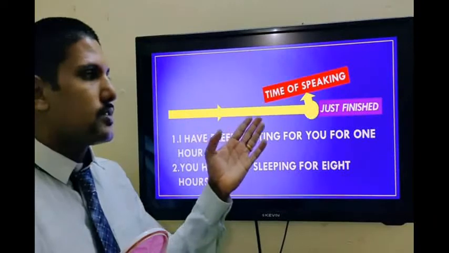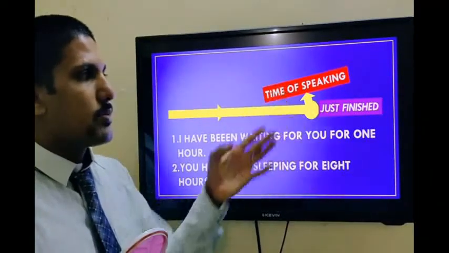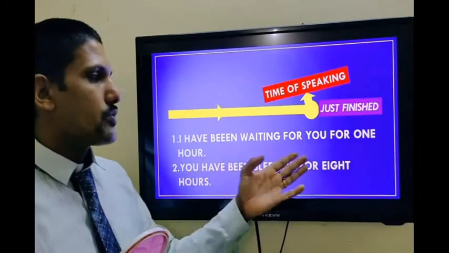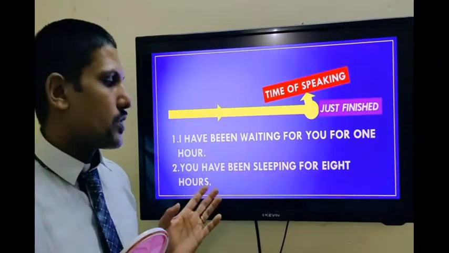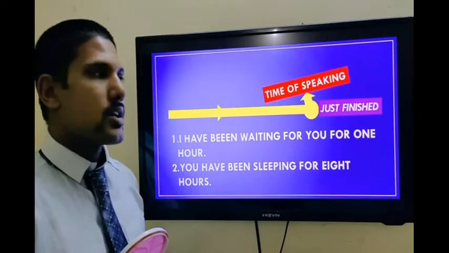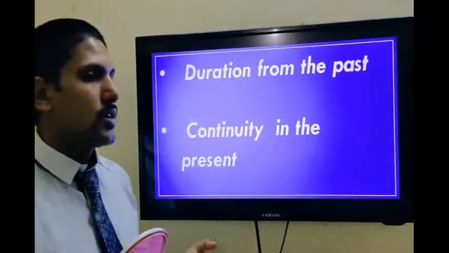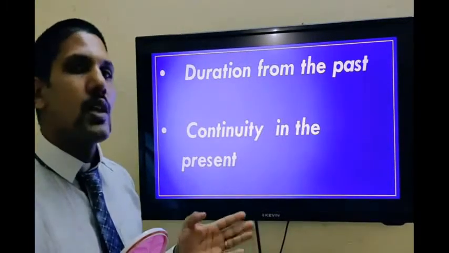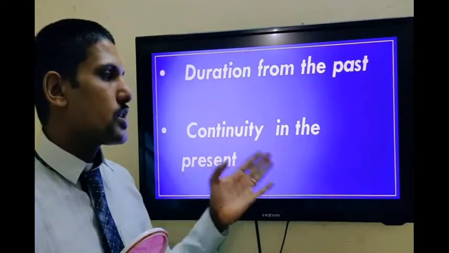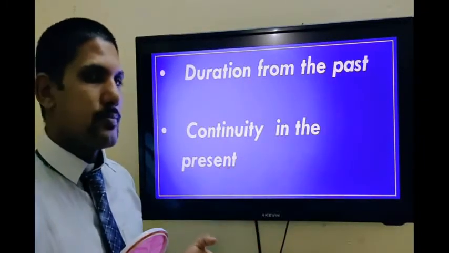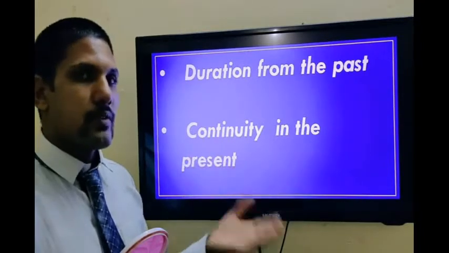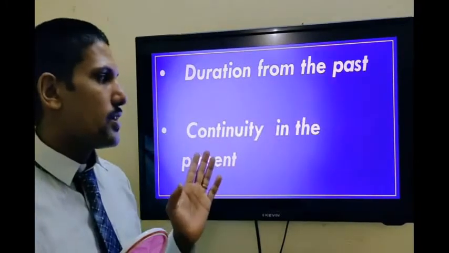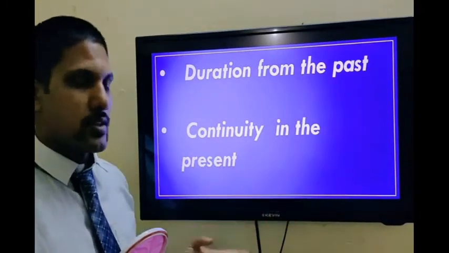This is for an action just finished at the time of speaking. Example: I have been waiting for you for 1 hour. You have been sleeping for 8 hours. In present continuous tense, we don't suggest duration from the past. Our focus is only on the continuity of the action at present. But in present perfect continuous tense, we focus on both the duration from the past and the continuity of the action at present.